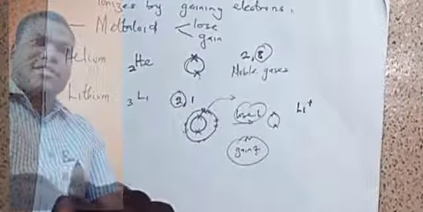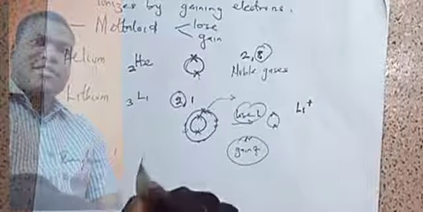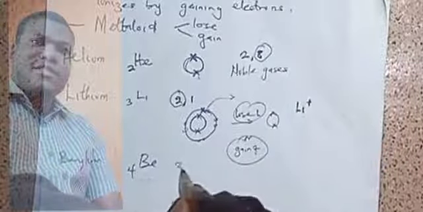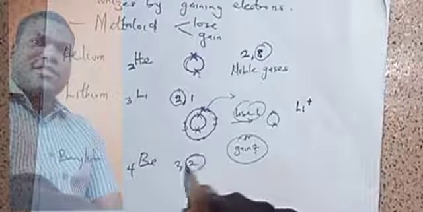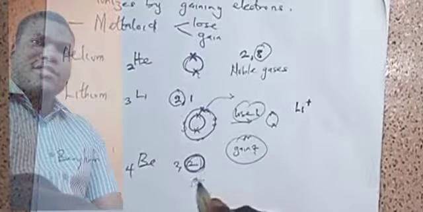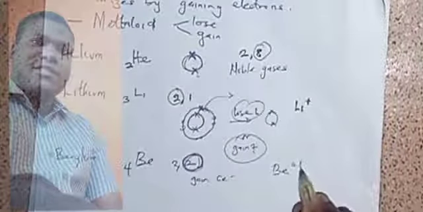So the next one is beryllium. Beryllium is Be, that's 4, and that's 2,2. The same way, it can lose these 2 or gain 6. I think it's easier to lose the 2 to form beryllium 2 plus.